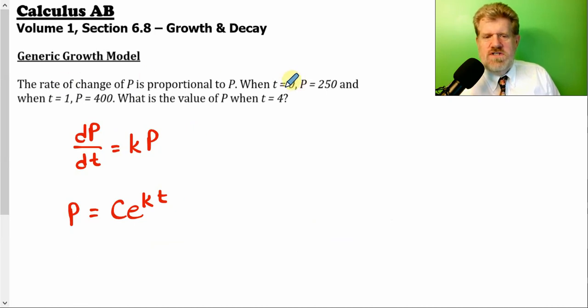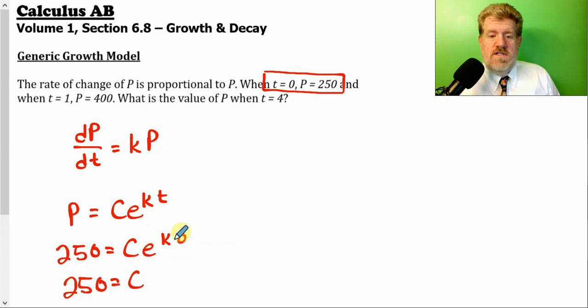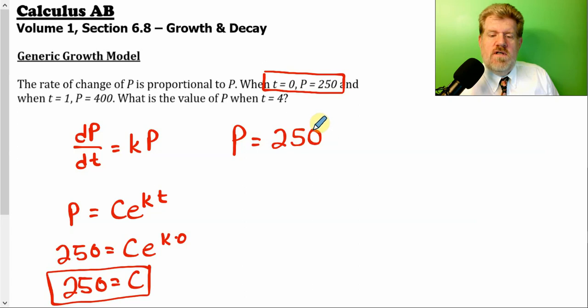So here's just a general generic example. How do we find these things? So we'll take this value. At time 0, there are 250. So 250 when the time is 0. So what you end up with is 250 equals c. Now k times 0 is 0, and e to the 0 is 1. Anything to the 0 power is 1. So we come up with this. It's our initial starting value. That's what the c value is in this function. It's what you start with. We're starting with 250.